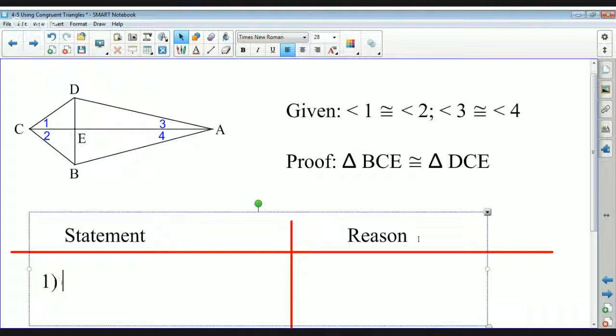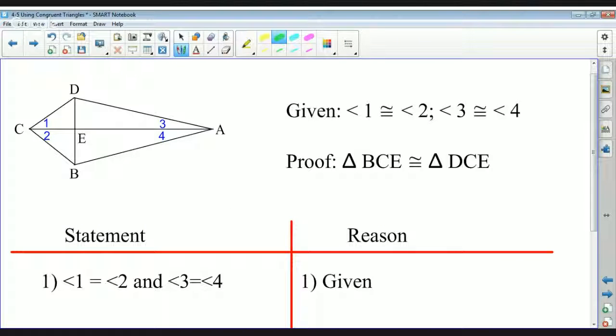And we can start with the given. Angle 1 is congruent to angle 2, and angle 3 is congruent to angle 4. And our reason, this is given information to us. So you have these 2 angles. Get a pen here and we can demonstrate this. 1 and 2 are congruent, while 3 is congruent to 4.